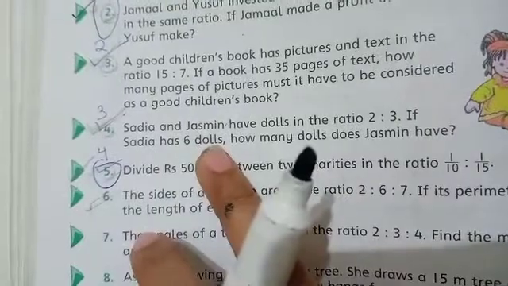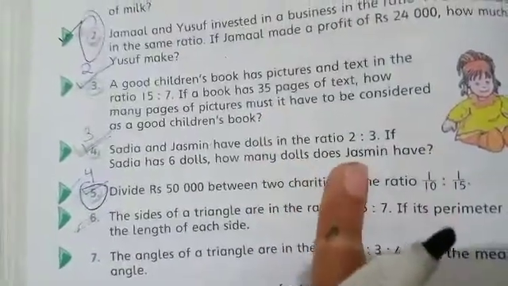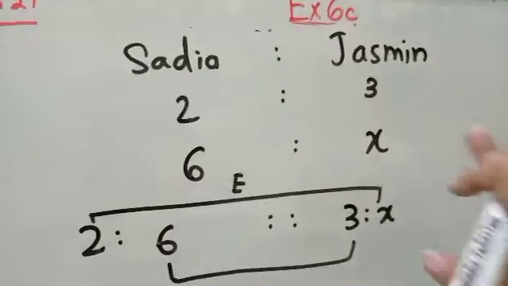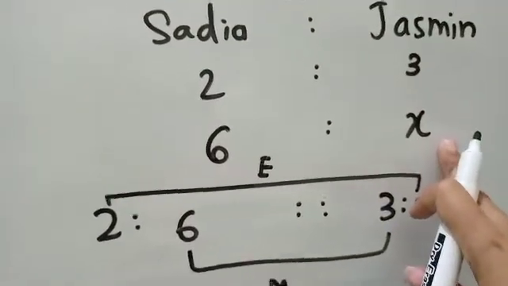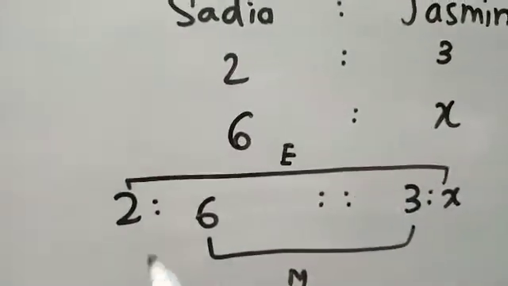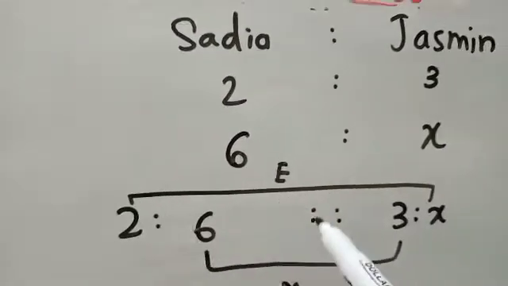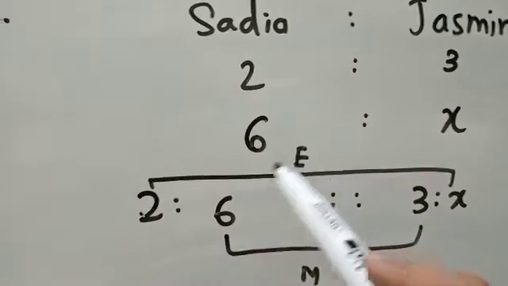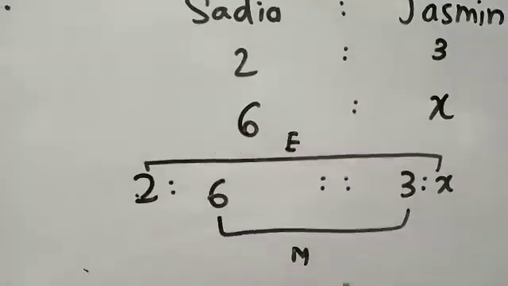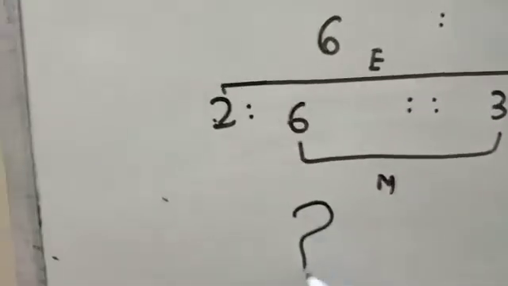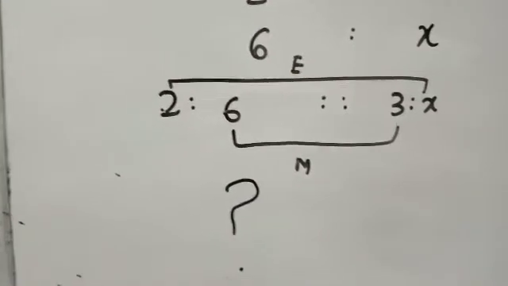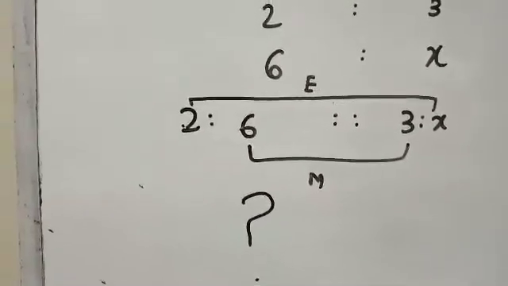Sadia has 6 dolls. How many dolls does Jasmine have? So they have given that Sadia has 6 dolls and you have to find out the number of dolls Jasmine has. Now 2:6 in proportion 3:x. This is the first term and last term, which is extreme. This is the second term and third term, which is mean. I'm not solving it further. You will write down the formula, you will multiply and you will bring out the value of x. You will find out how many dolls Jasmine has.